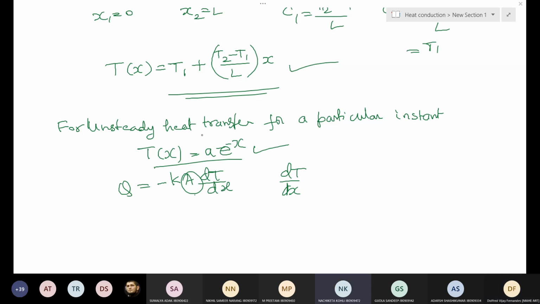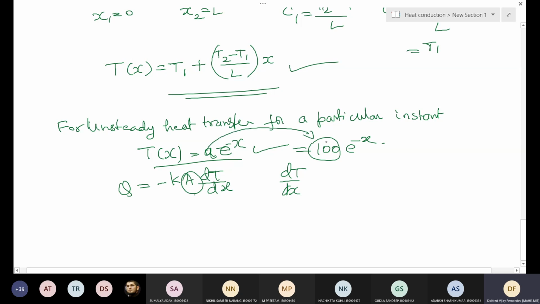The small a, first T x one, is equal to A e to the power minus x. Here A is some constant. This can be 1 or it can be 100. No problem. It can be some 100 e to the power minus x. It's just a constant. It depends on the particular case. It can take any value. I have put it in a general way. But when we give the problem for you to solve, we will give that particular value.